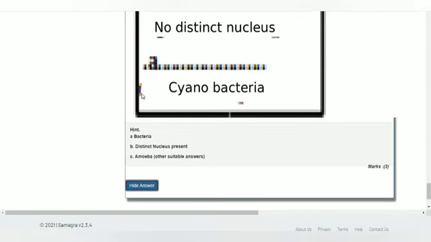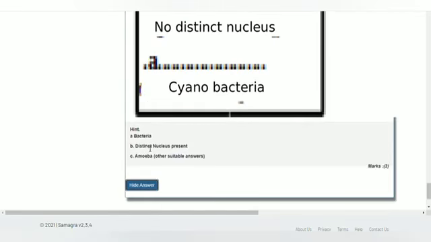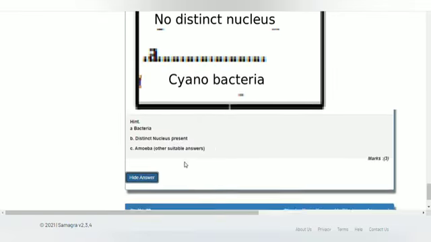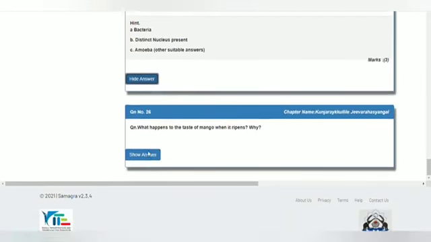So first is the bacteria, then no distinct nucleus present, and next one is the amoeba. Okay, no distinct nucleus present, then amoeba.